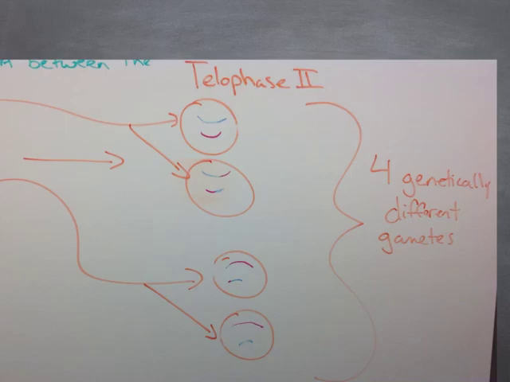That, in a nutshell, is the process of crossing over, a process that adds genetic variety to sexual organisms during meiosis.